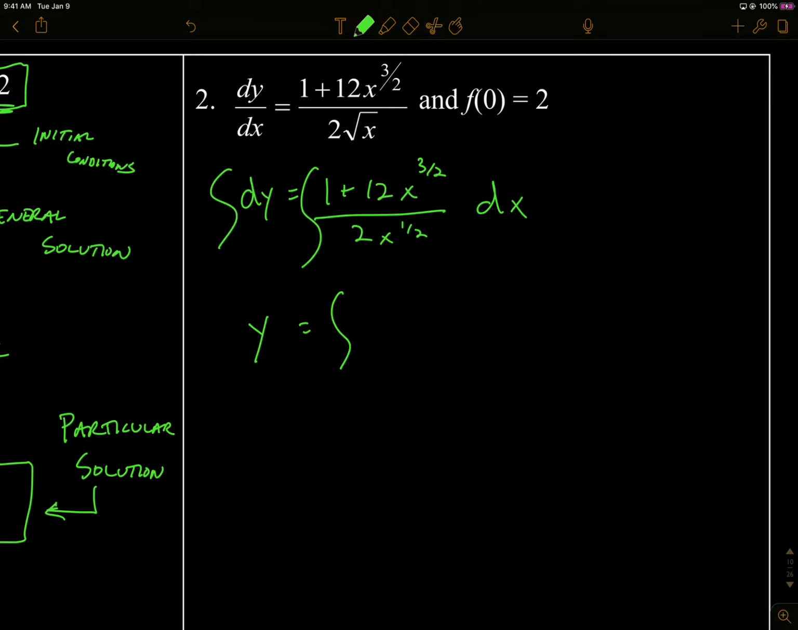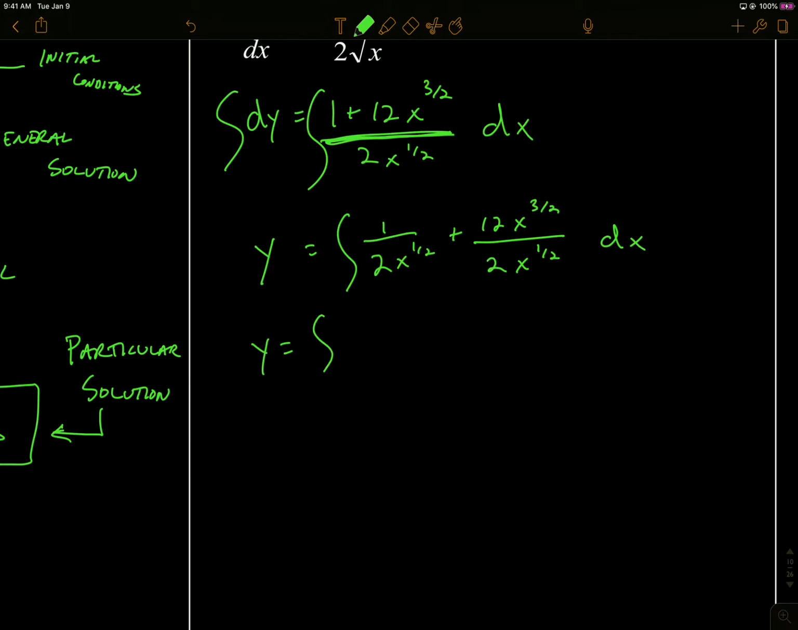I'm going to distribute this division because I'm dividing by a single term. So I can think of it as 1 over 2x to the 1/2 plus 12x to the 3/2 over 2x to the 1/2 dx. So now I'm going to say y equals the integral of 1/2 x to the -1/2 plus 6x to the 2/2, which is just 1, dx.